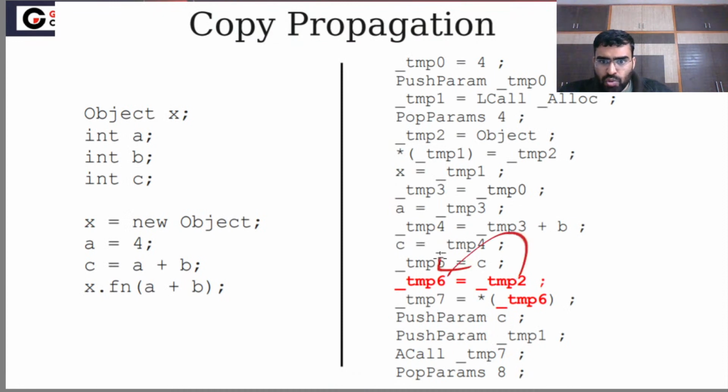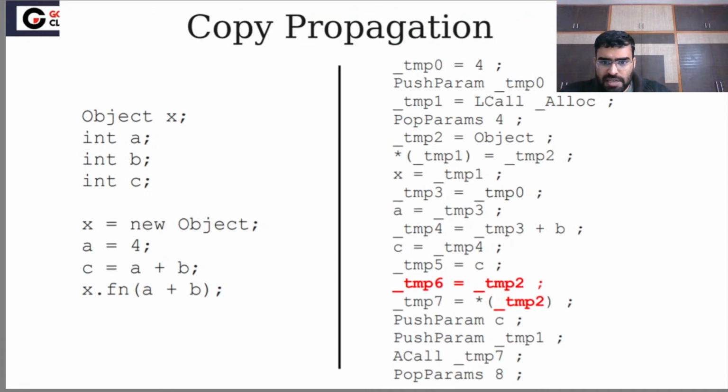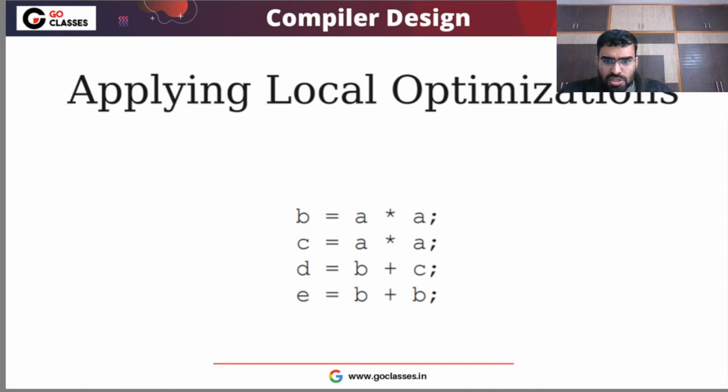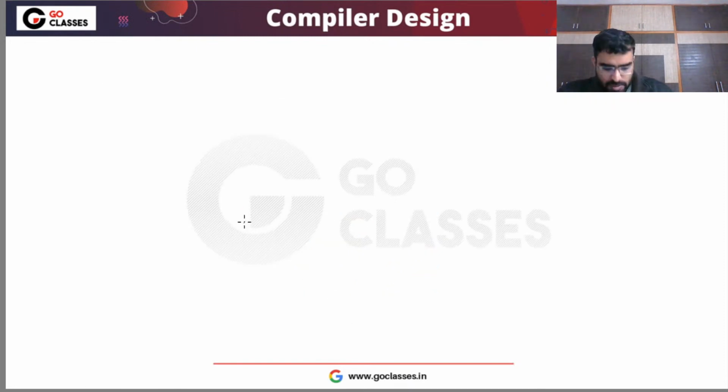You can notice temp2 is available in temp6. So what I can do is replace this temp6 with the temp2. So this temp6 I can replace with the temp2. This is your copy propagation and common subexpression elimination.